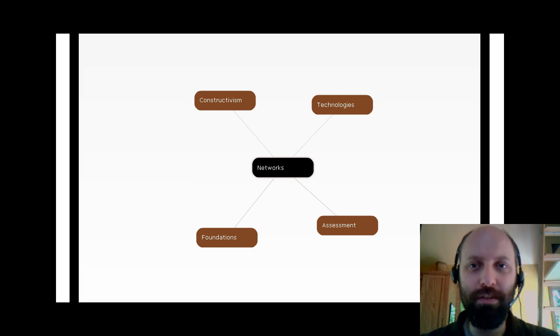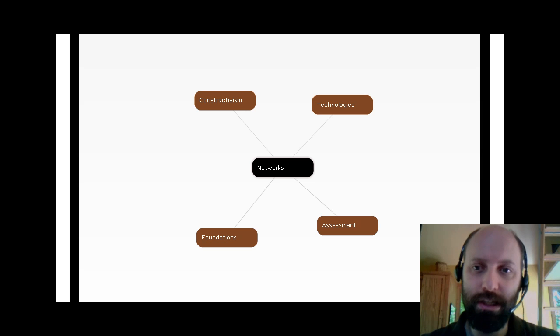Now what I've done is I've organized my site under four main headings: Constructivism, Technologies, Foundations, and Assessment. Foundations includes the core courses that I did as part of the MET degree. Technologies includes all of the courses which had a strong basis in the use of technology, in learning how to use new technologies.